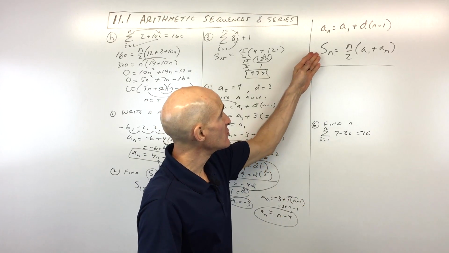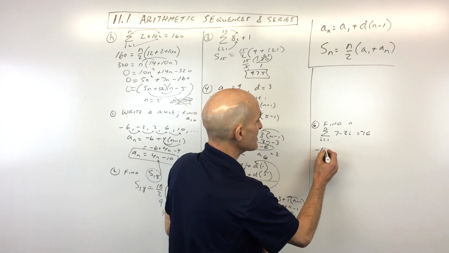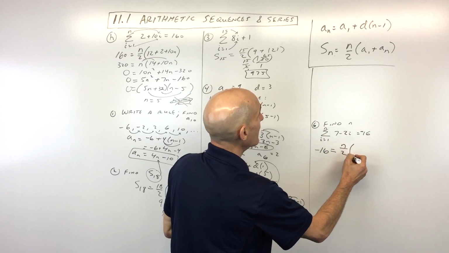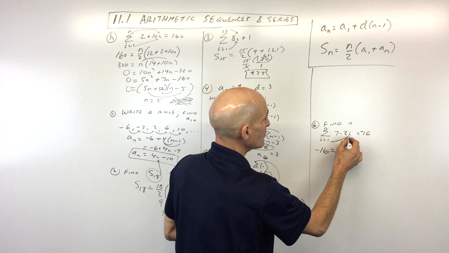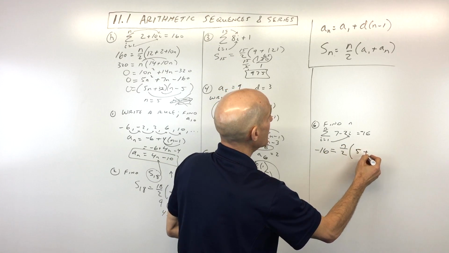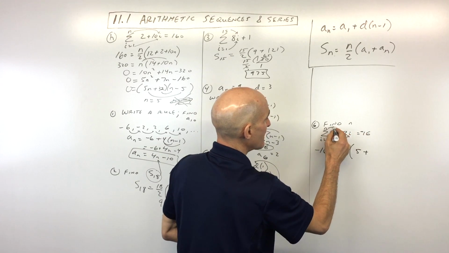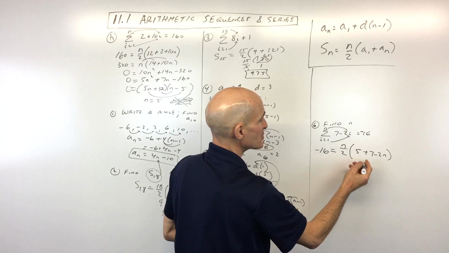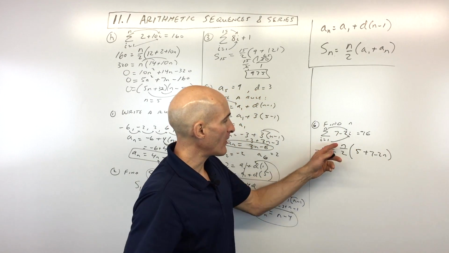Well, if I was going to do it, I'd be using this formula up here. I'd say that the sum is negative 16. There's n terms. We don't know how many. And the first term, if we put 1 in, we get 7 minus 2 times 1. 7 minus 2 is 5. And the last term, the nth term, we don't know what that is, but if we put n in, we get 7 minus 2n. So we have an expression for the nth term. All we have to do is solve for n.